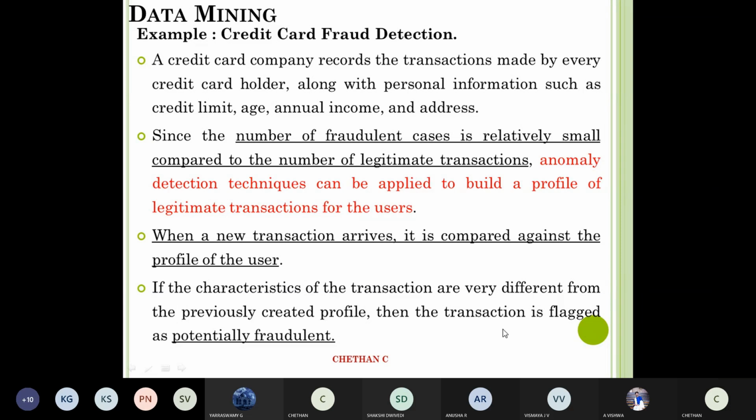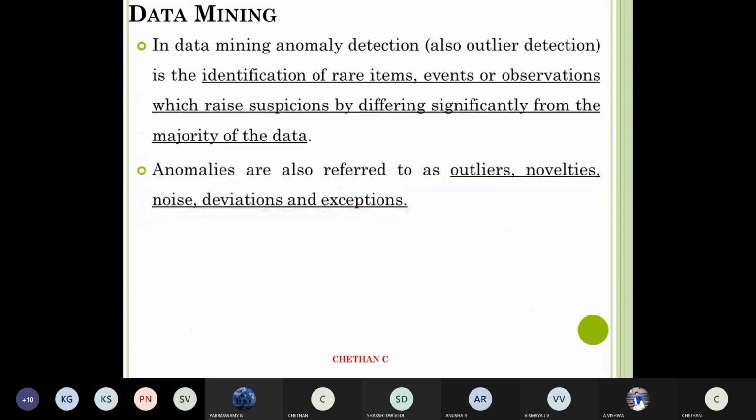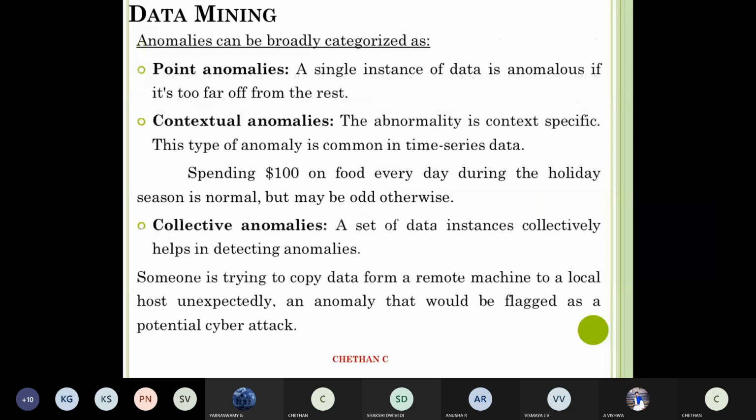This is a very huge and complex topic. You just have to know the example for it. That's all. So what is the characteristic? If the characteristics of the transaction are very different from the previously created profile, you call it potentially fraudulent. This is a little tough to understand, but if you can understand this, I'll give one more example.